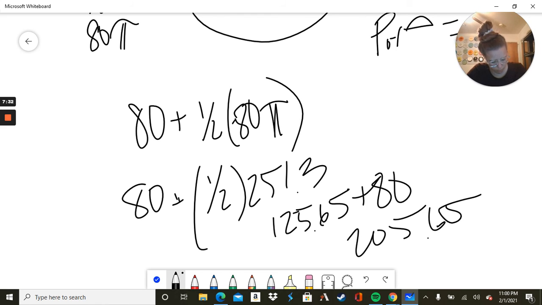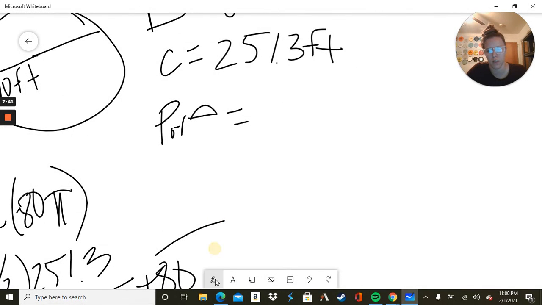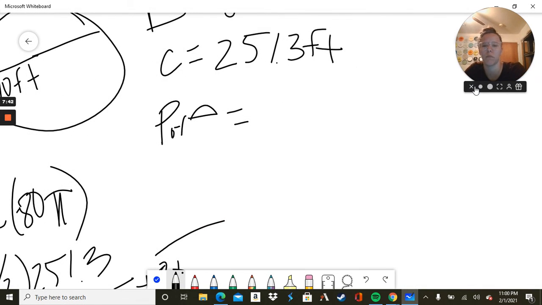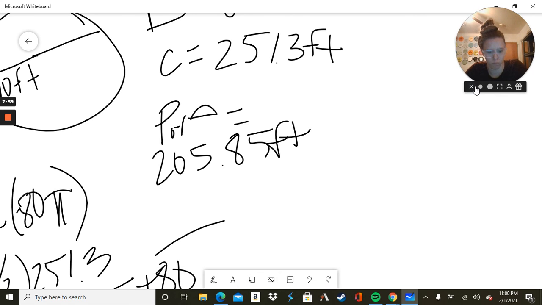Let's double check. That is correct. Sorry again. I always do that to you guys. So our answer for the perimeter of a semicircle is 205.65 feet.